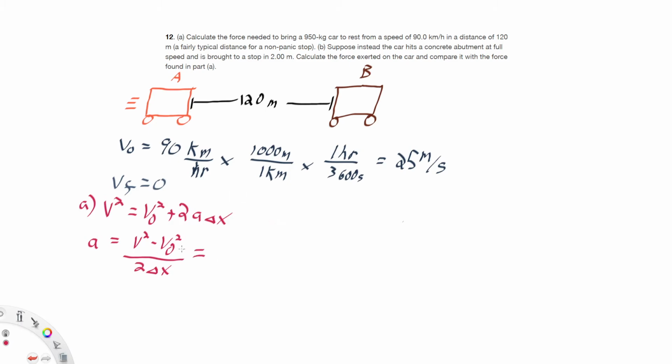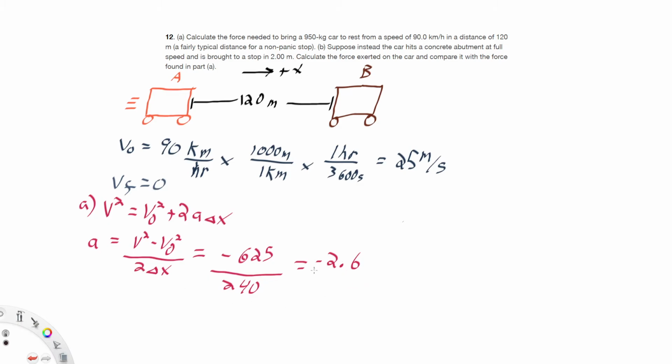And our final velocity is 0, so this becomes negative 25 squared, 625, and then over twice the distance, so over 240. There's 2.6, where the negative sign is just an indication of direction. So if to the right is the positive direction, then this means that we're going to the left.